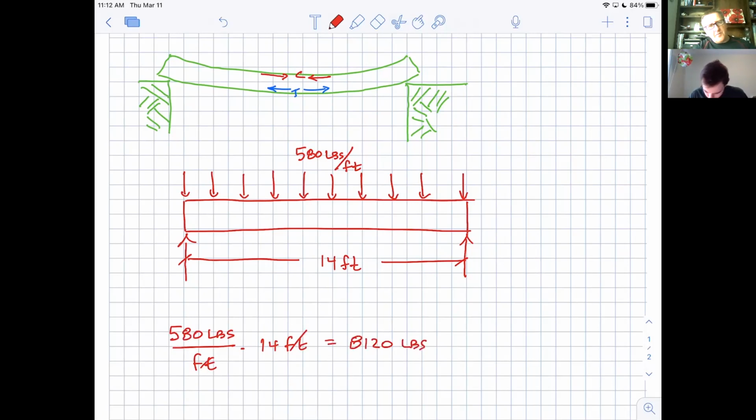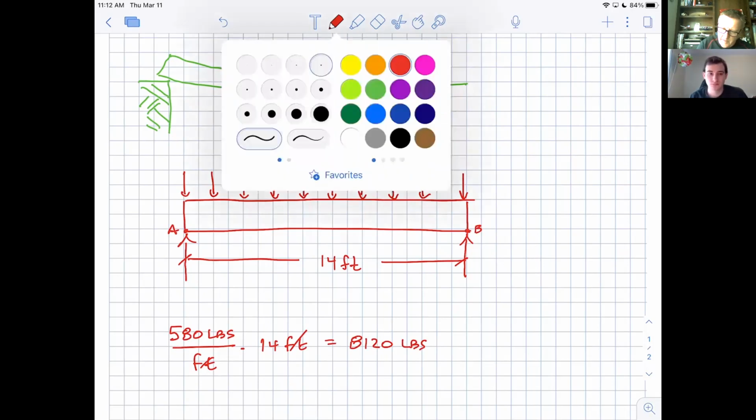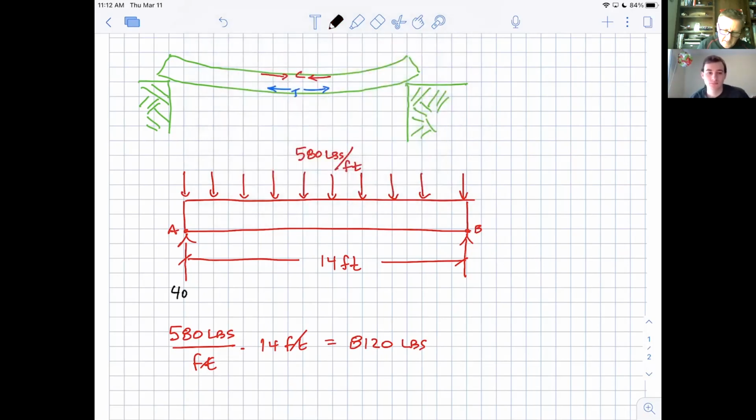And notice, because this is symmetrical, does it make sense that the reaction at both joints, I guess I'll call them A and B, they'd be equal in this case, wouldn't they? Because everything is symmetrical. So I could just cut 8120 in half, and then I would be able to say that I have 4,060 pounds of reaction at A pushing up, and 4,060 pounds. We did this with trusses. We did this with everything. So awesome. This is now in equilibrium.